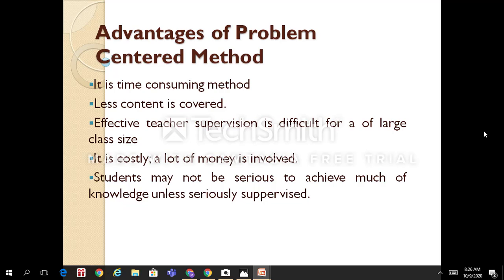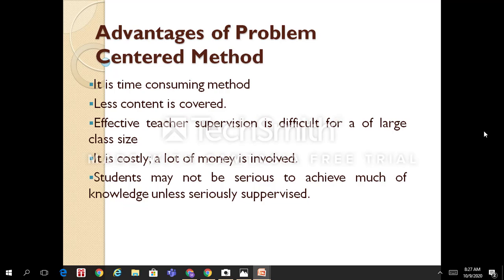Disadvantages of a problem-centered method. It is time consuming. Less content is covered, because by the time you have students go out, they will be playing there, you may not know. And apart from that, it takes a lot of time. Effective teacher supervision is difficult for a large class size.